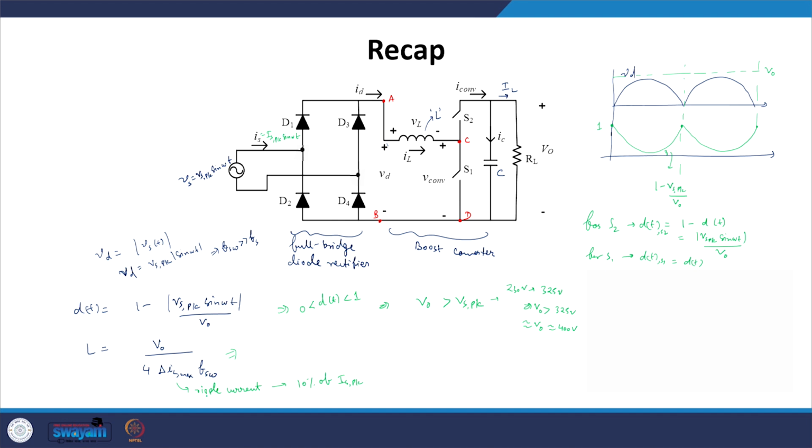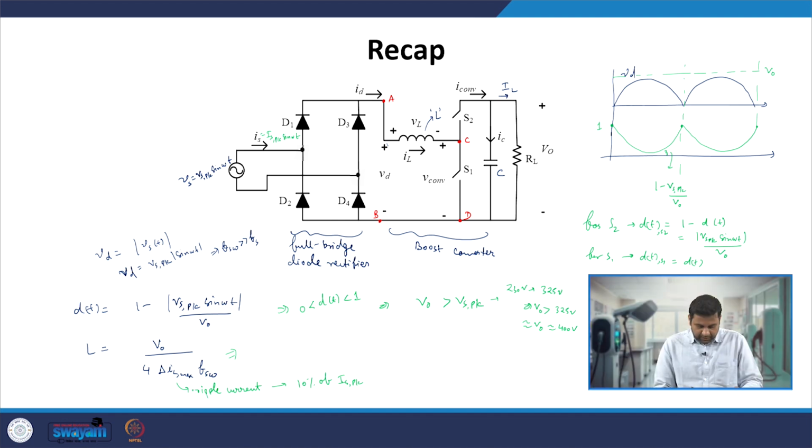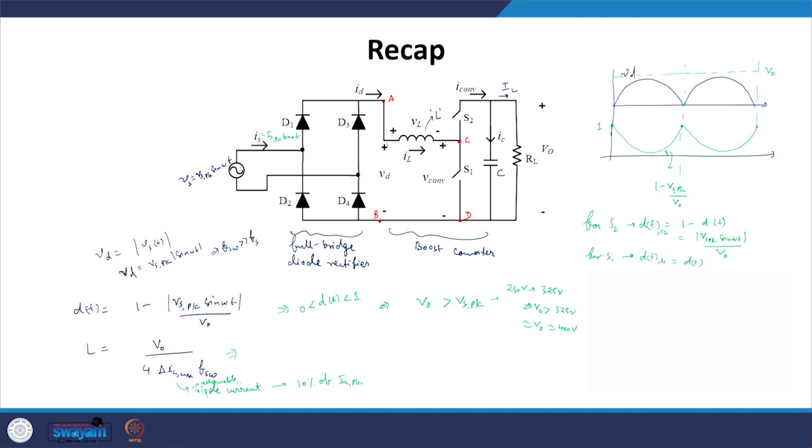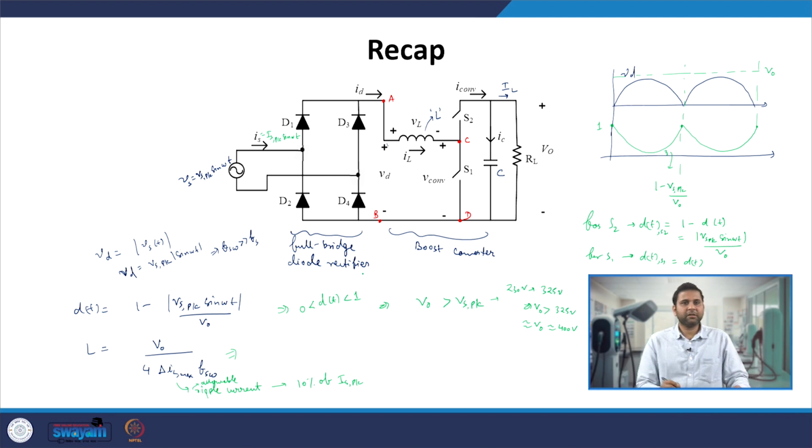So we will take the allowable ripple current, which is generally 10% of Is peak, which we can easily calculate if we know the power level for which we need to design this converter. Based upon that, you already know the grid, the single phase grid voltage generally in our system.